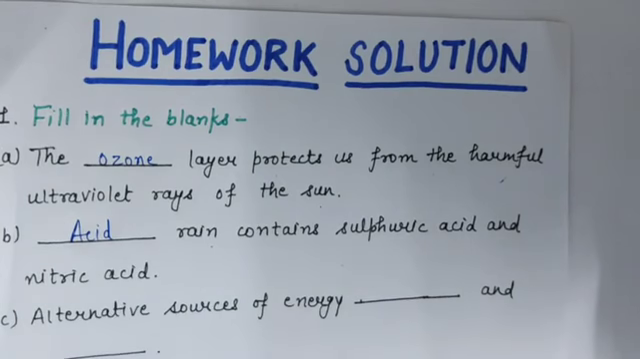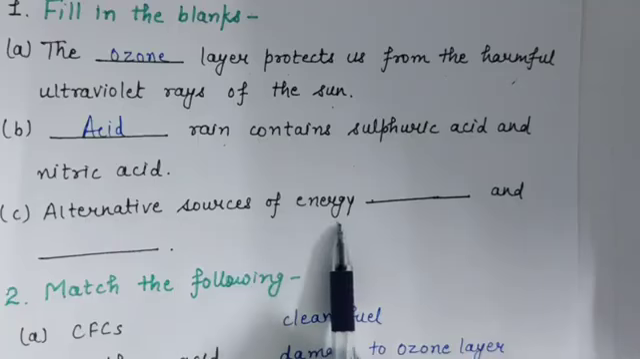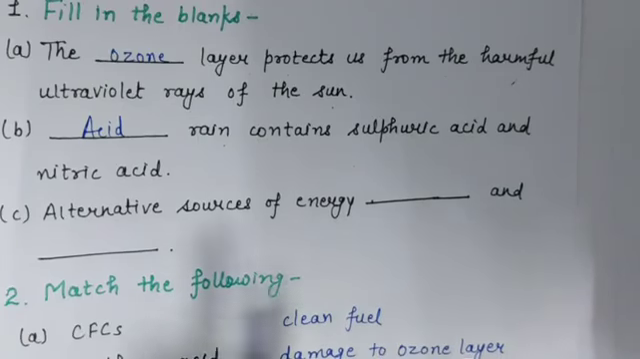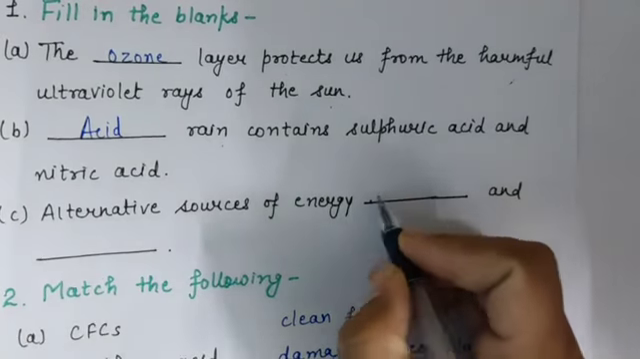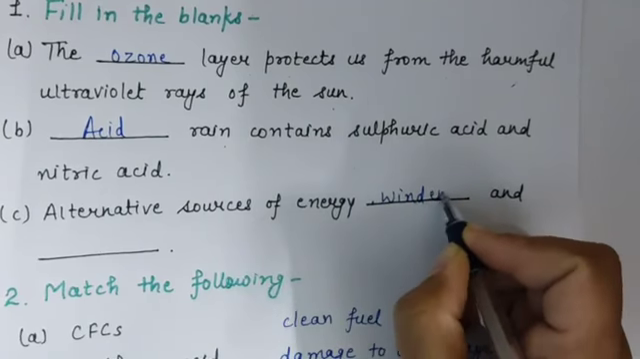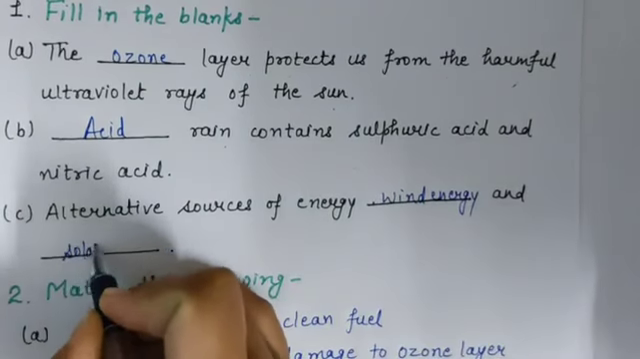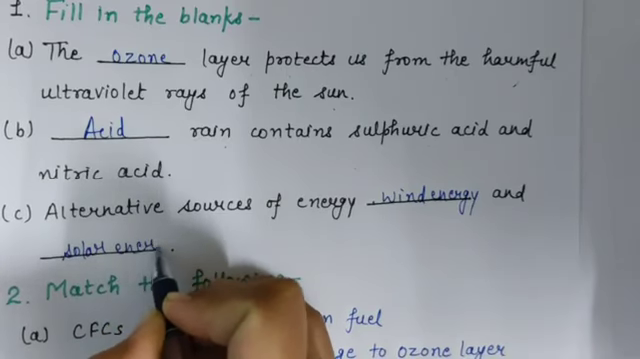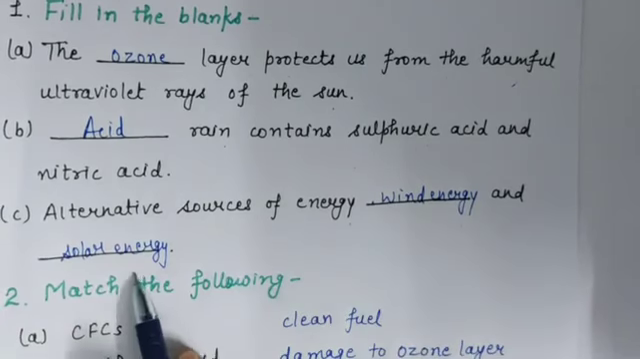C part, alternative sources of energy dash and dash. So, alternative sources of energy are wind energy and solar energy. So, alternative sources of energy are wind energy and solar energy.